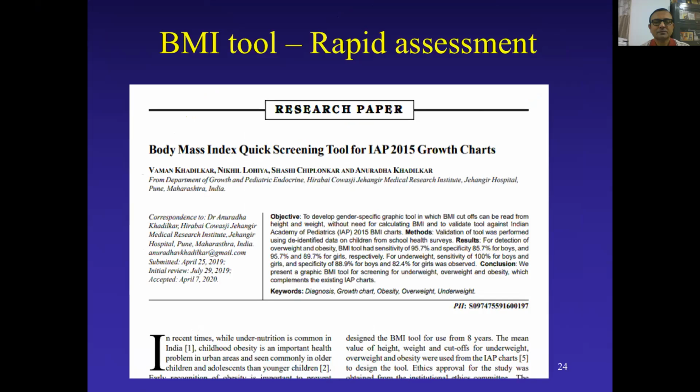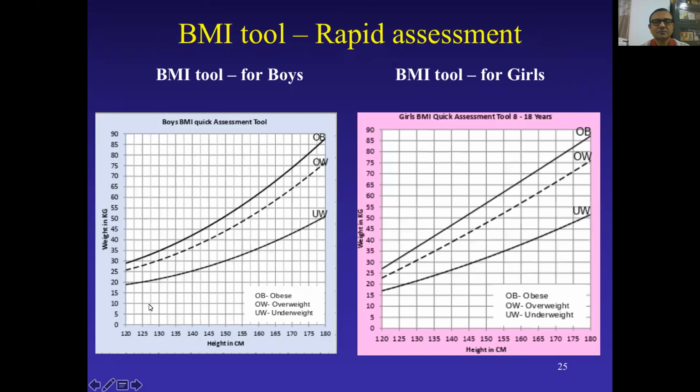So we published this tool and it's very simple. All that you now have to do is look at the height on the x-axis and weight on the y-axis and just plot it. This is for boys, this is for girls. Please bear in mind, this is applicable for children between 8 and 18 years, where metabolic syndrome becomes more and more prevalent. So let me give you an example.